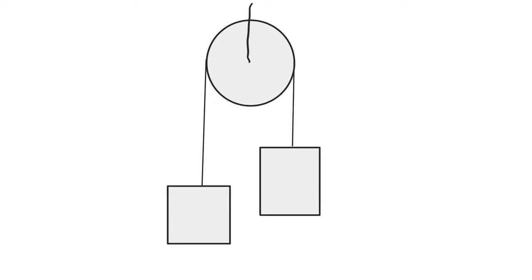So the first ones that you tend to see start with a single pulley that's suspended by something from the ceiling or something like that. And then there'll be a box on either side. So let's start with that. So this is your basic Atwood machine.